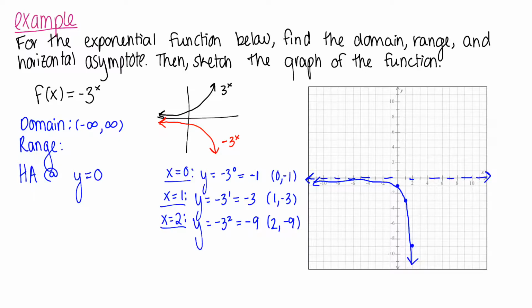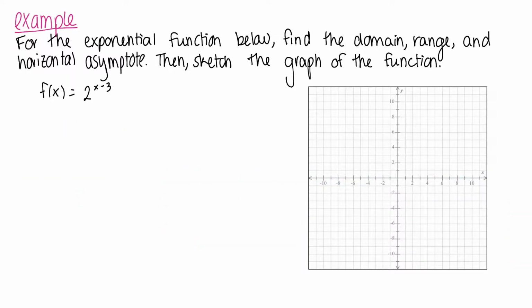So the range here, right, it goes from negative infinity all the way up to 0. We don't include 0 because there is a horizontal asymptote there. So the range is negative infinity to 0. And there's that problem. So let's look at this guy.